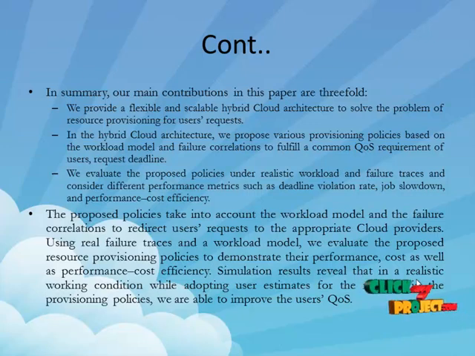In summary, the main contributions in this paper are threefold. We provide a flexible and scalable hybrid cloud architecture to solve the problem of resource provisioning for resource requests. In the hybrid cloud architecture, we propose various provisioning policies based on the workload model and failure correlations to fulfill a common quality of service requirement of users' request deadline. We evaluated the proposed policies under realistic workload and failure traces and considered different performance metrics such as deadline violation rate, job slowdown, and performance cost efficiency.